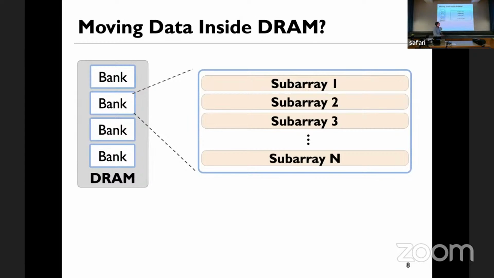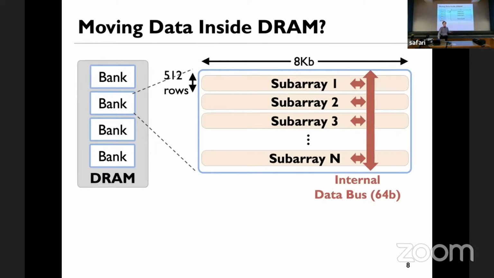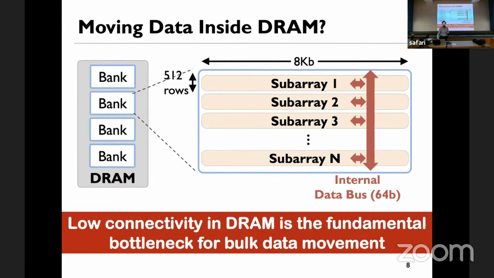Okay, so going back, RowClone enables copy of one row to another row inside one subarray relatively quickly. But what do you do across subarrays? Unfortunately, across subarrays, you're stuck because you don't have any connections between the subarrays. You have to go through the internal data bus. And that actually causes a lot of problems.